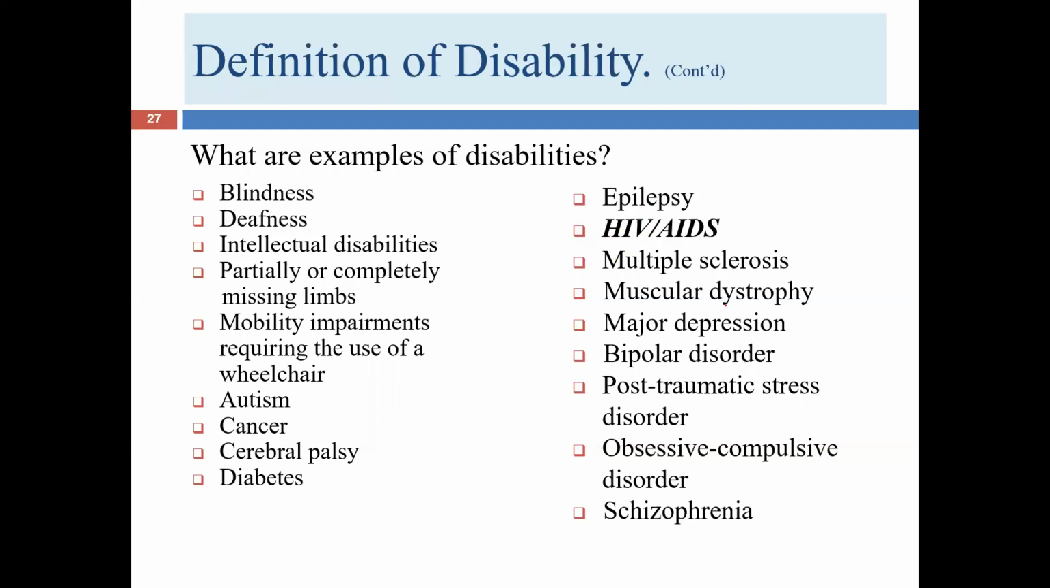Multiple sclerosis, muscular dystrophy, major depressive disorder, bipolar disorder, which is sometimes called manic depression, and post-traumatic stress disorder, PTSD, obsessive compulsive disorder, OCD, schizophrenia. Those are examples of disabilities. This is just a partial list. There's lots of other conditions that meet these definitions. You don't need to commit these to memory, but these are good examples. If it's a condition that is similar to these, very likely it's going to be a disability.